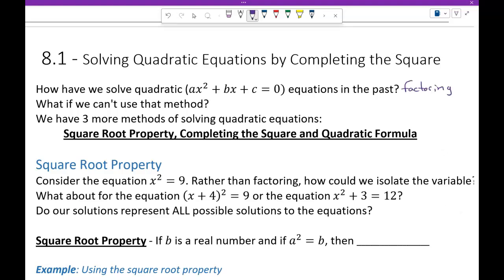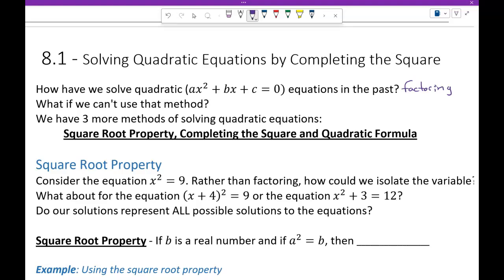And if it was a prime polynomial, then we were kind of at a loss for how to solve the equation. We weren't able to go any further. And so, what if we can't factor a quadratic? How do we solve it? Well, we have three other methods that we can use: square root property, completing the square, and the quadratic formula.